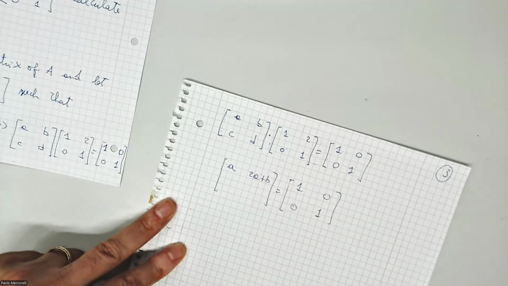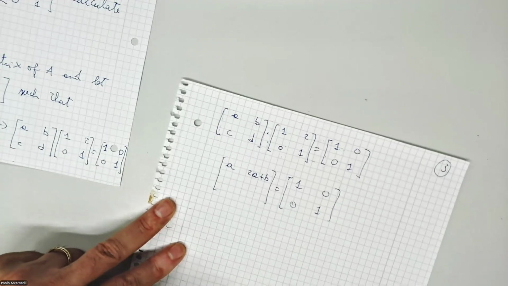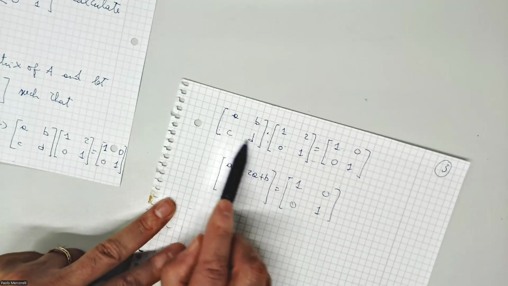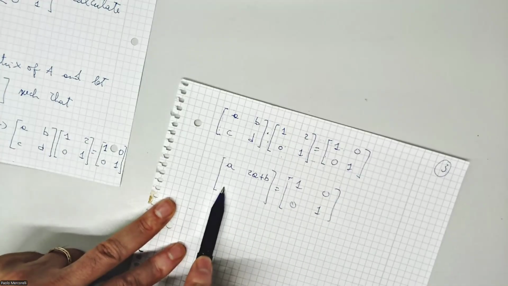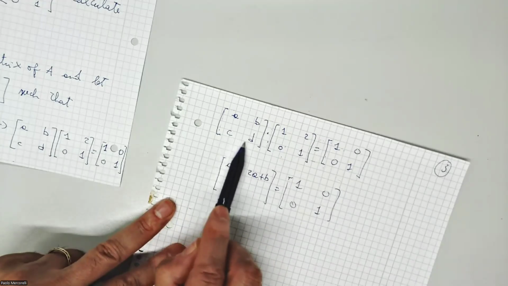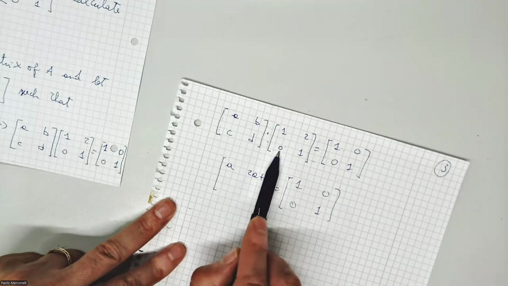Did you agree? Now I do the same for the second column row. This means this row multiply this column. Why that? Because this element here is the element 2, 1, second. 2 means second row of first column. This means I multiply the second row by the first column.